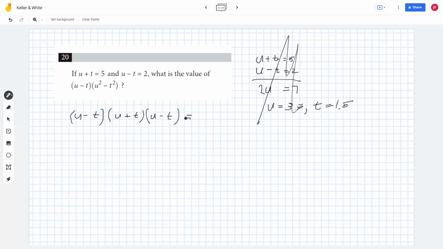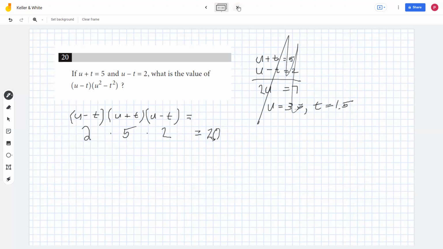Now, how does that make it easier? Well, wait a minute, they gave us all these things. u minus t is 2, u plus t is 5, u minus t is 2. Multiply 2 times 5 times 2 and get your answer. It's 20 and you're done. But again, this only works out if you notice that they didn't ask me for the variable, they asked me for some combination involving the variable.